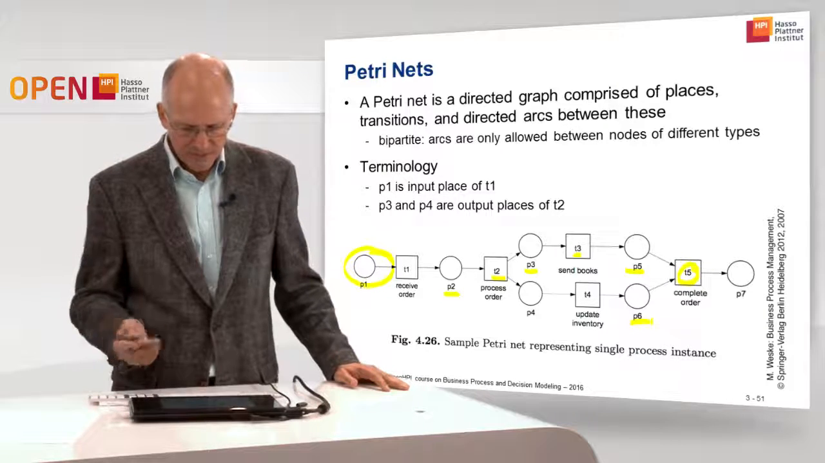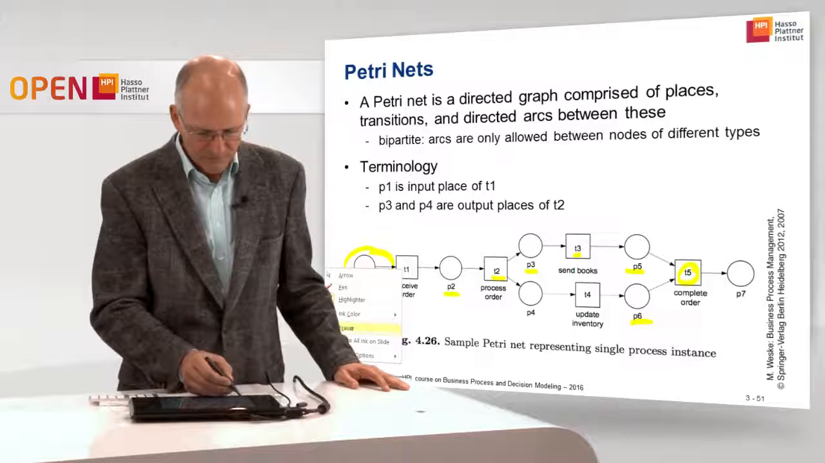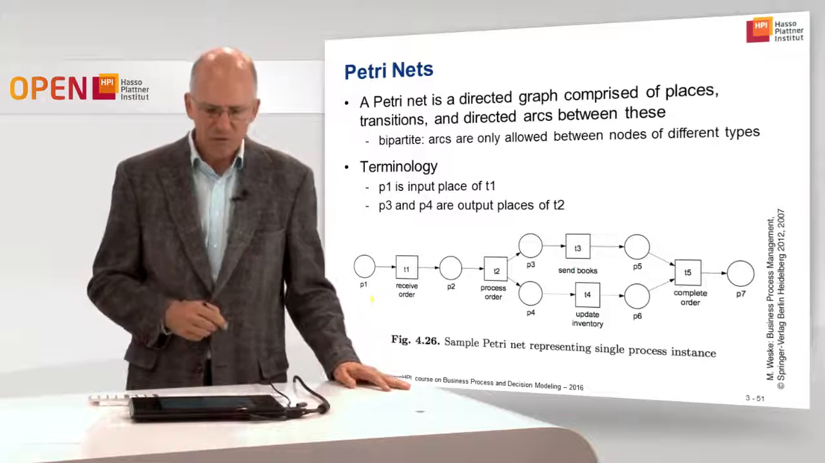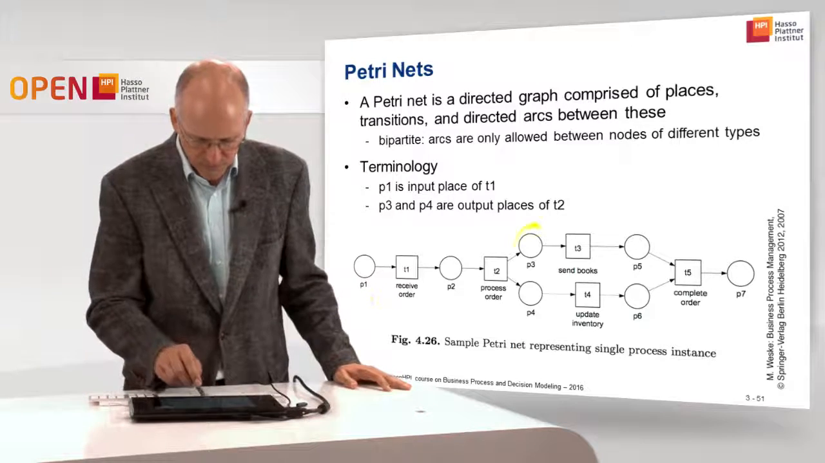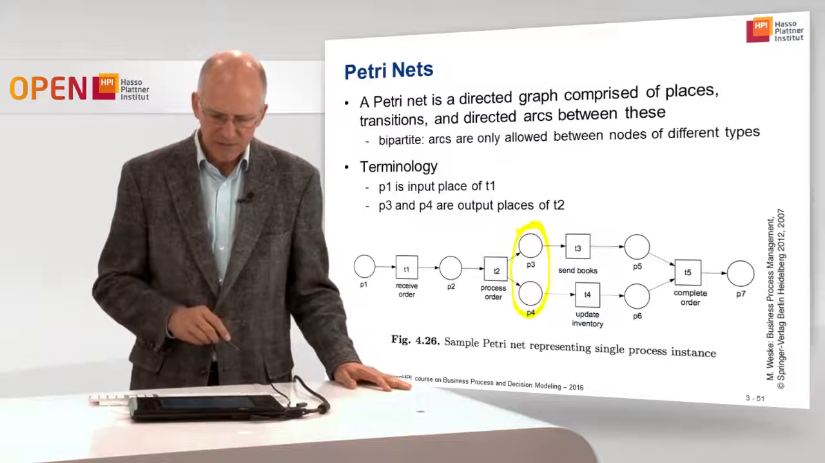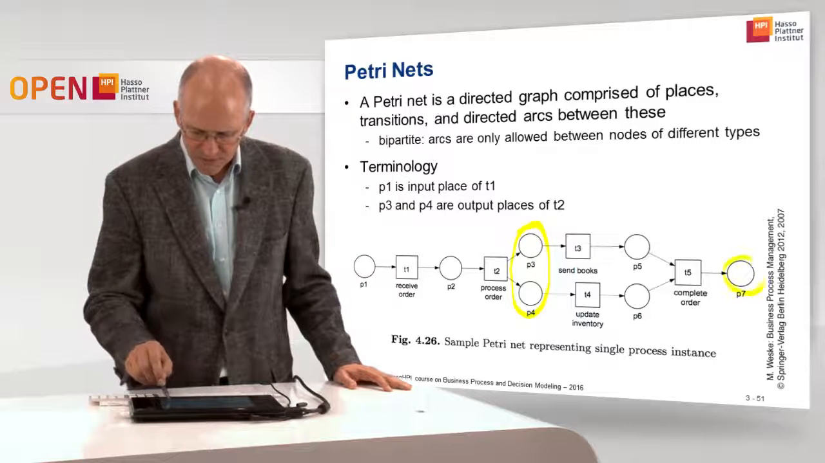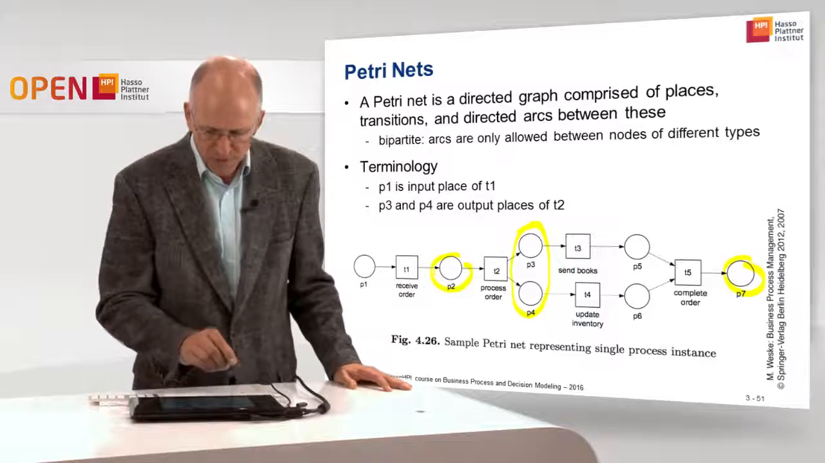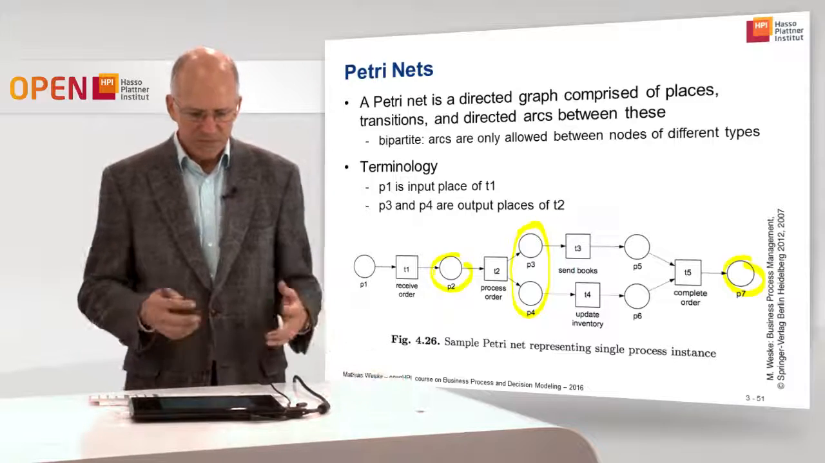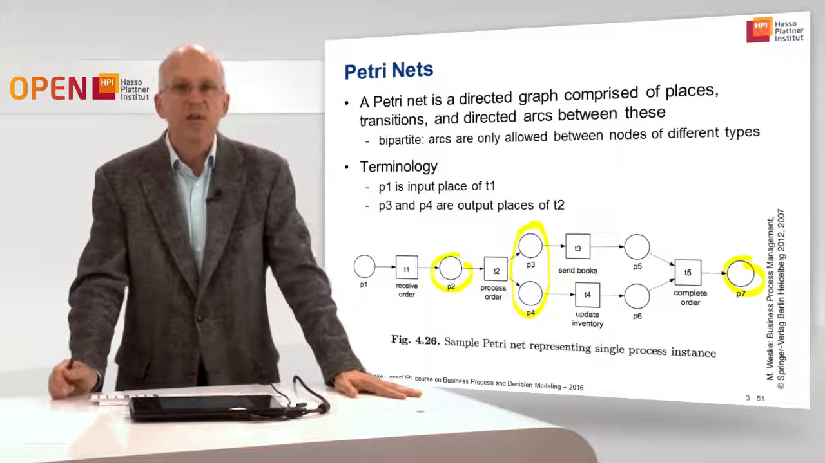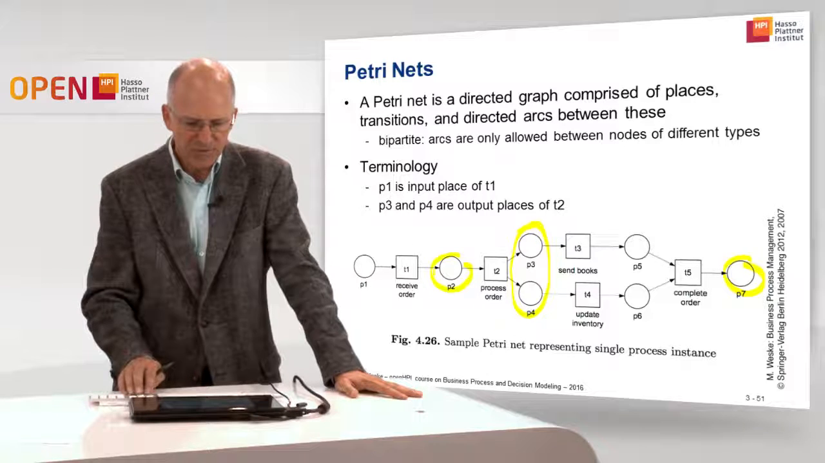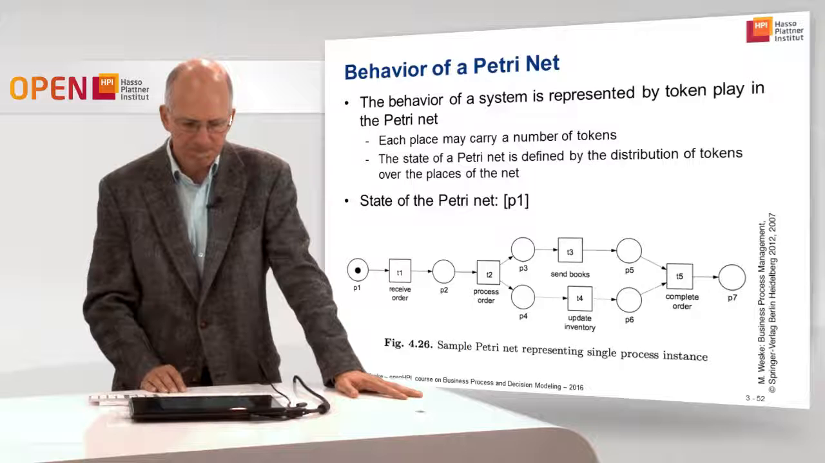The concept of an output place is the respective concept. So P3 and P4 are output places of T2, and P7 is the output place of T5, and P2 is an output place of T1, and so forth. So we introduce this terminology so that you know what the set of input places of a transition and the set of output places of a transition is.